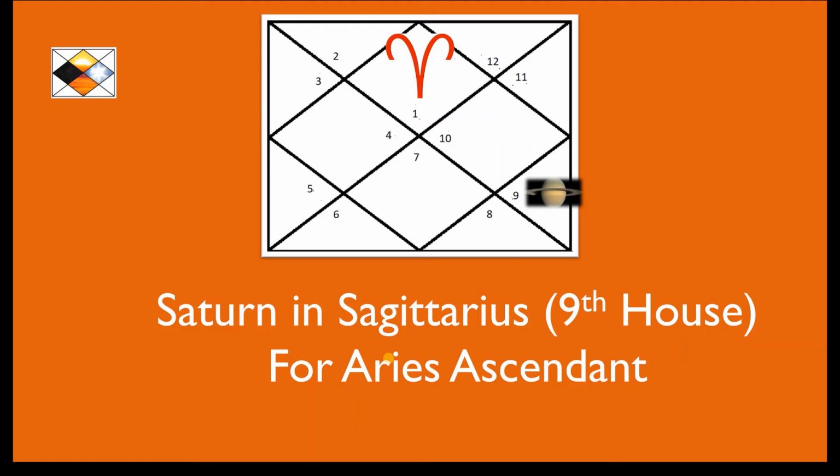In this quick snap video we will learn about placement of Saturn in the sign of Sagittarius when the Aries Ascendant rises in a chart. So when Aries, the first sign of the zodiac, is present in the first house, then Sagittarius is found in the ninth house. So this video is also about placement of Saturn in the ninth house for Aries Ascendant.